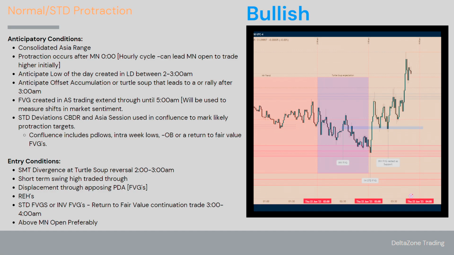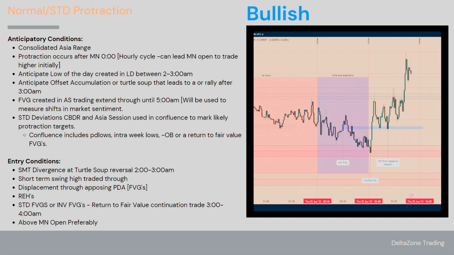So moving on to entry conditions. In this profile, we can refer to some of the following conditions when considering higher probability trading opportunities. So the first thing we like to see is some form of SMT divergence at the total soup, which will validate liquidity grab below a short-term low. And this generally happens between 2 and 3 a.m.